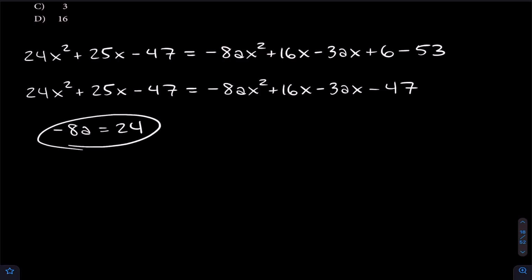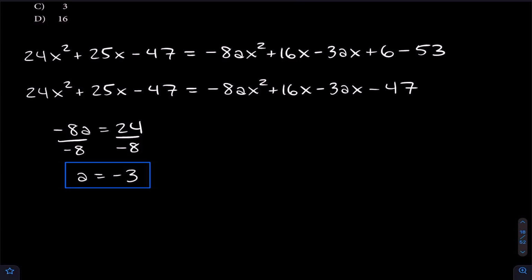If you think about the x terms, we don't need to solve this problem. You can already see that a is negative 3. But the 25 here needs to be equal to 16 minus 3a. And you'll see that that works as well. That'll be our way of checking. But negative 8a, just divide this by negative 8 on both sides. You again see that a is negative 3. And that's all you need to do. So that's our answer here.